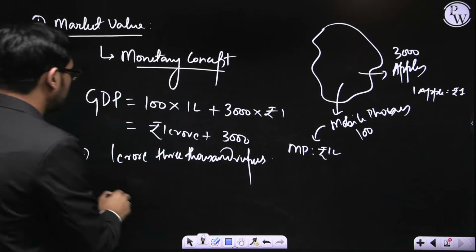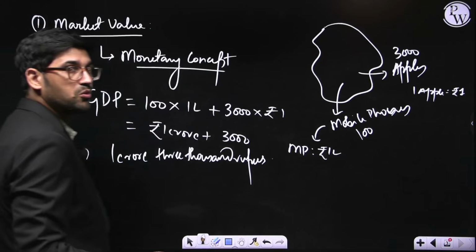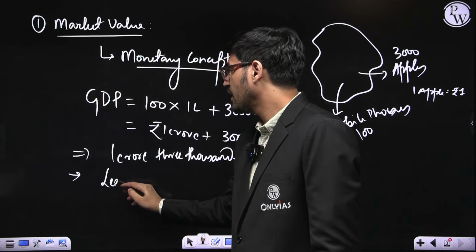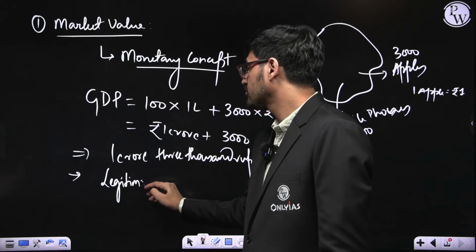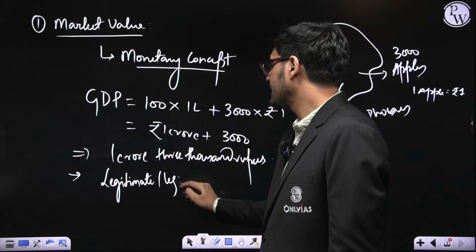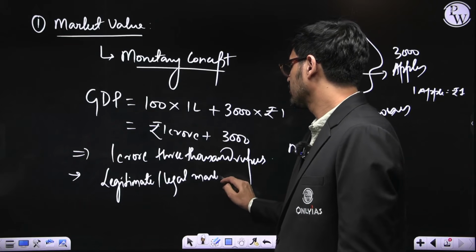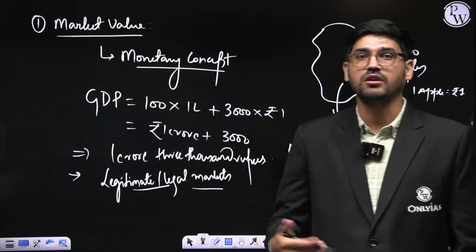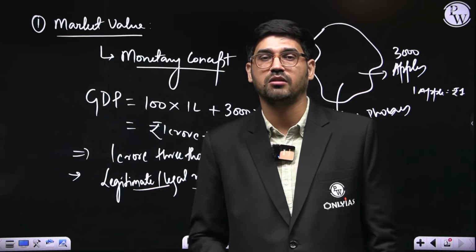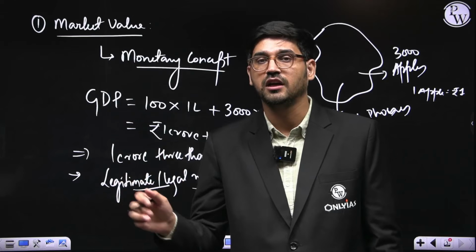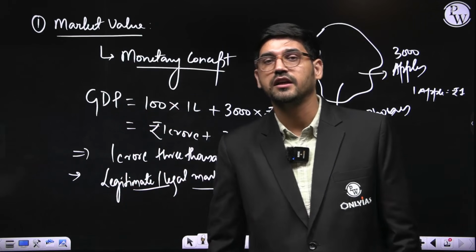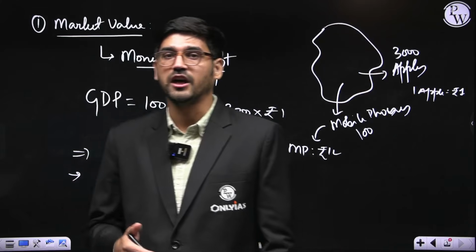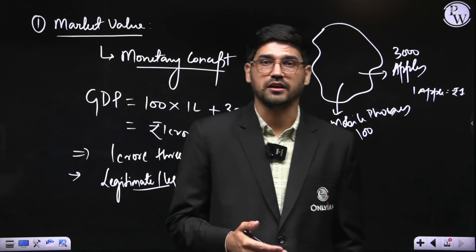Secondly, GDP's value will include only those items which are produced in legitimate or legal markets, which means any illegal production, any contraband, the value of that contraband or the value of that production will not be accounted for in the concept of GDP. For example, in the state of Bihar, there is a prohibition on liquor.